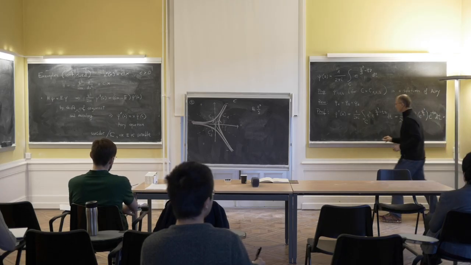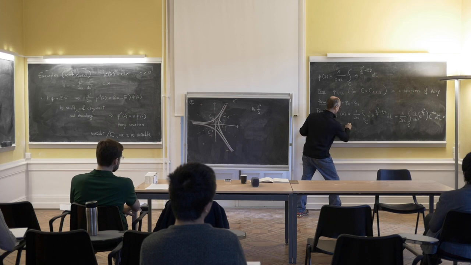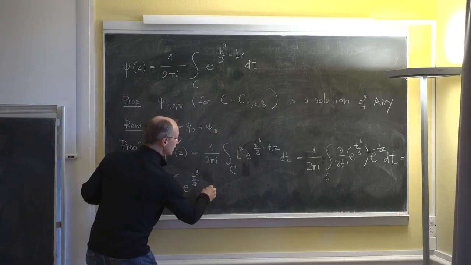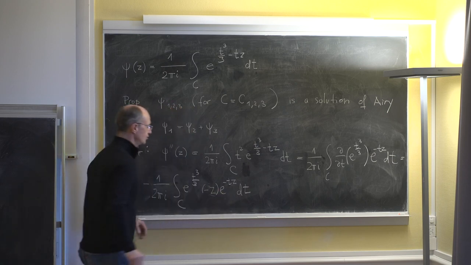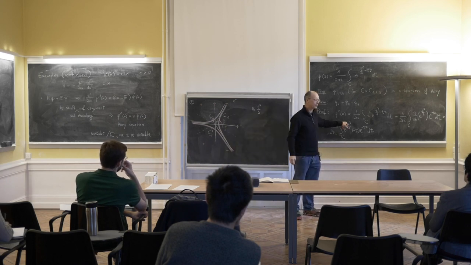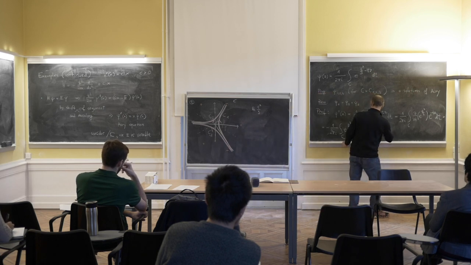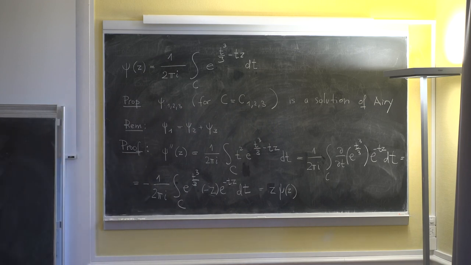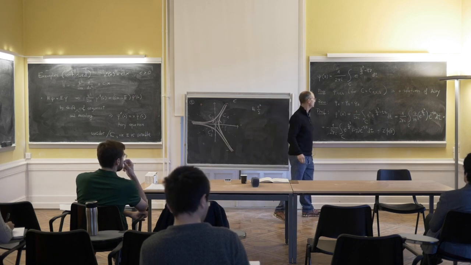Well, so after integration by parts, we get minus 1 over 2 pi i integral over c exponential t cubed over 3, and here will be minus z exponential minus tz dt. Of course, again, one should convince oneself that the integration by parts works, but this guy falls so fast, it's no problem. So this is equal to z times psi of z. So we got two solutions, three solutions, but they are related by this identity.